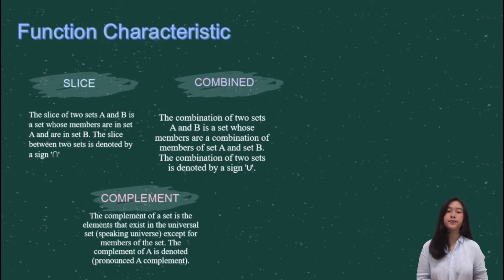Complement. The complement of a set is the elements that exist in the universal set except for members of the set. The complement of A is denoted like this, pronounced A complement.